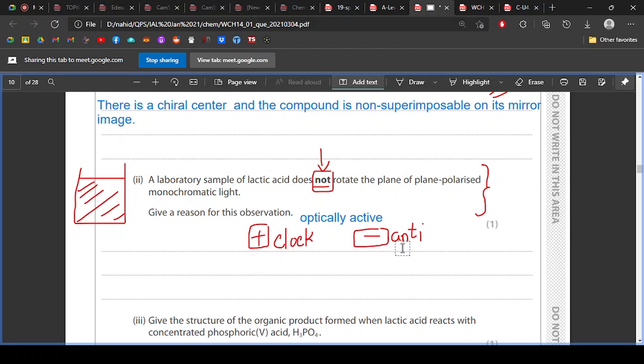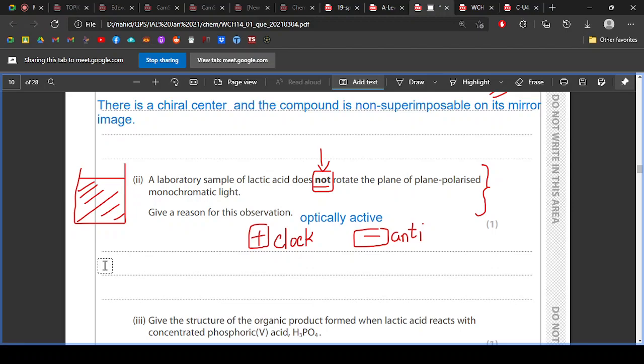But in some cases, as in the case of this laboratory sample that they're talking about in the question, why is it that the plane of polarization of the light is not rotating? Because one is clockwise and the other is anti-clockwise. Elaborate, in a bit more detail. Both are in opposite directions, so that's why they can't rotate.